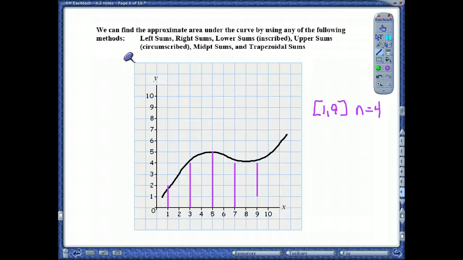And then from 9. Okay, so looking back at that, my delta x was going to be 9 minus 1 divided by 4, so that was 2. So starting at 1, because that's your first endpoint, if I add 2, that'll get me to 3, add 2, that'll get me to 5, add 2, that'll get me to 7, plus 2 gets me to 9. Now up here, there are lots of different sums we could use.